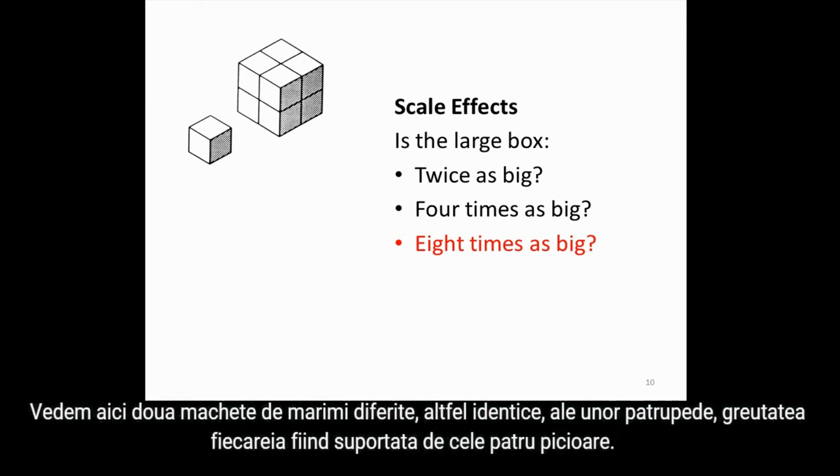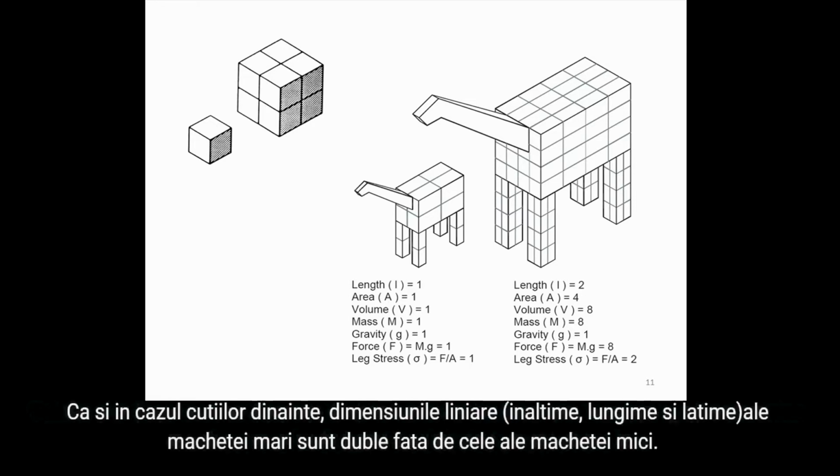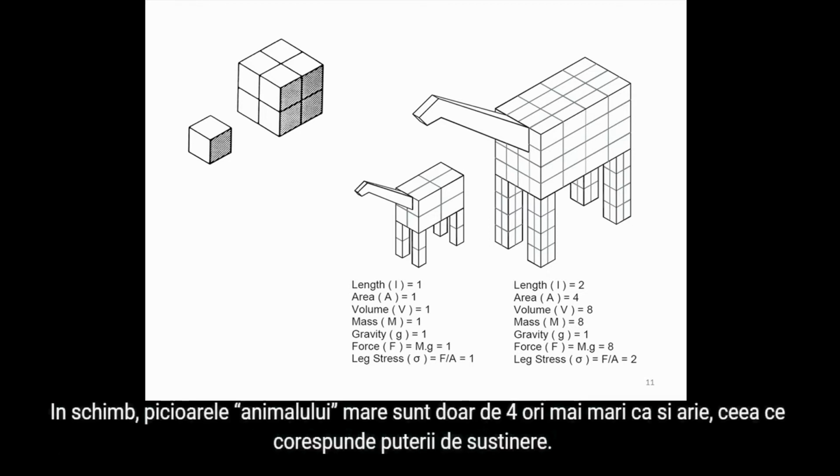Here is a standard 4-legged animal in 2 sizes, small and large, with the weight of each animal supported on its 4 legs. Just like the simple box, the linear dimensions, height, width and breadth, of the large-scale animal are twice those of the small animal. The volume and weight of the large animal is 8 times the small animal, but the legs of the large animal are only 4 times the area and strength of the small animal.